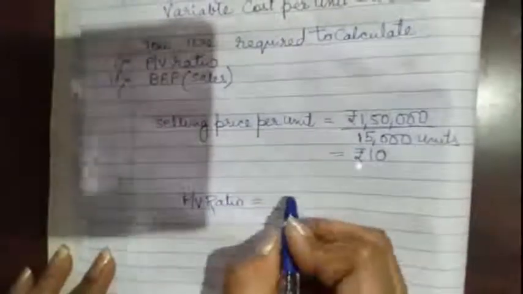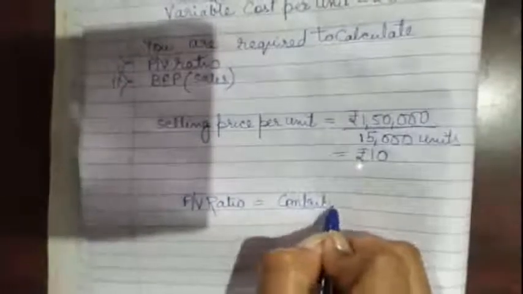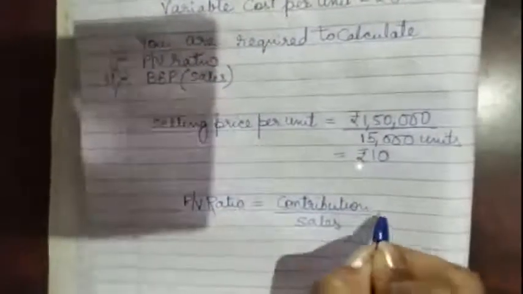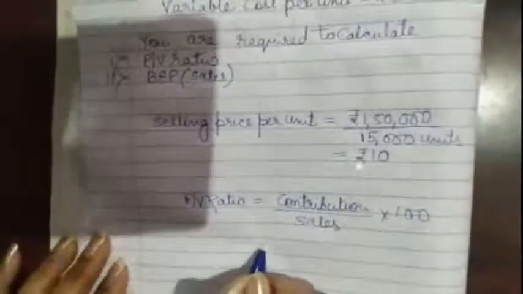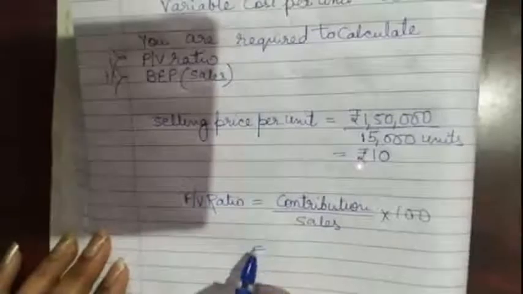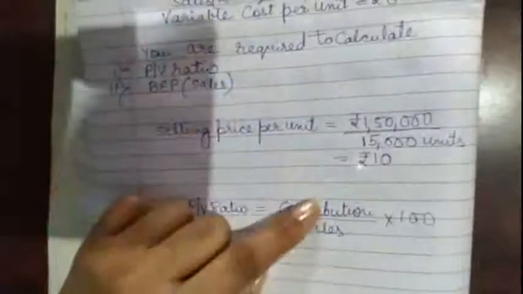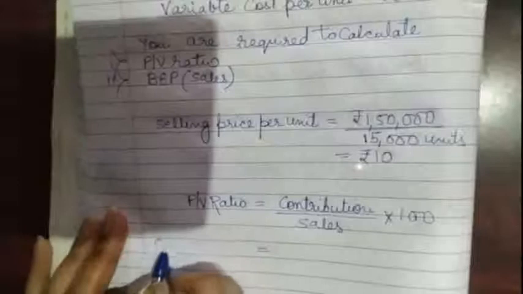PV ratio is equal to contribution upon sales into 100. So contribution is not given in the question. Sales is given, but contribution is not given. So first of all, we will calculate the contribution.